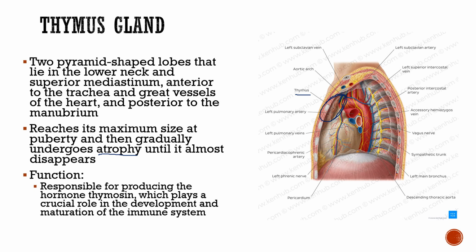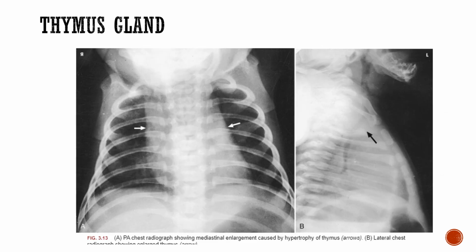And then here is an image of a chest x-ray of a child with mediastinal enlargement caused by hypertrophy of the thymus gland in both the PA and the lateral projections.